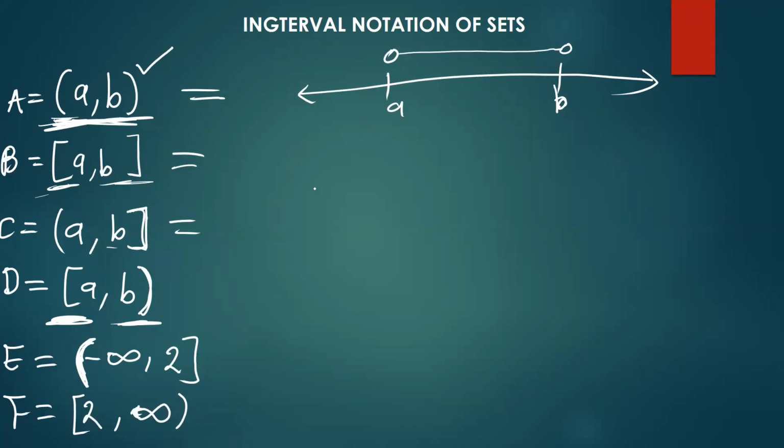Okay, so for the closed, the number line is going to be like this.